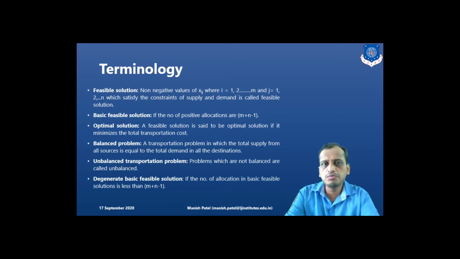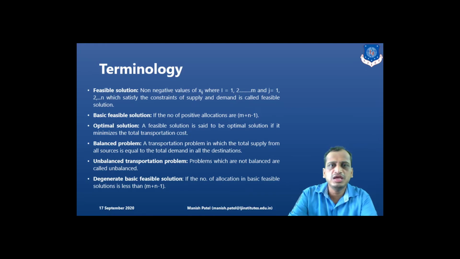What is a degenerate problem? A degenerate problem is when the number of allocations is less than m plus n minus 1. Whenever we find the optimal allocations, if they are fewer than m plus n minus 1, the number of rows plus the number of columns minus 1, then the solution is degenerate. We will also solve sums related to degeneracy of transportation.